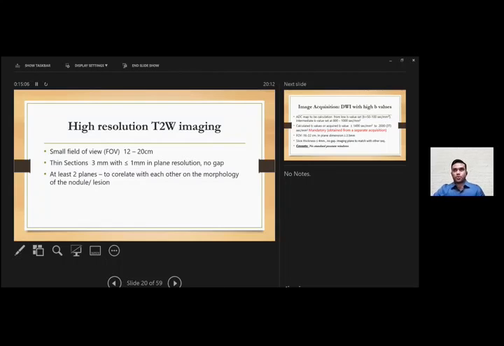Something about high resolution T2 weighted imaging. When we are doing high resolution T2 weighted imaging, there has to be a small field of view between 12 to 20, with thin sections of 3 mm or less and an in-plane resolution of less than 1 mm. All modern scanners now have an in-plane resolution of less than 1, like 0.8 by 0.8. There should not be any interslice gaps. It is also recommended that at least 2 planes of the prostate are imaged, meaning either axial and coronal or axial and sagittal, so that findings on the axial T2 weighted image can be correlated on the corresponding sections in the other plane.